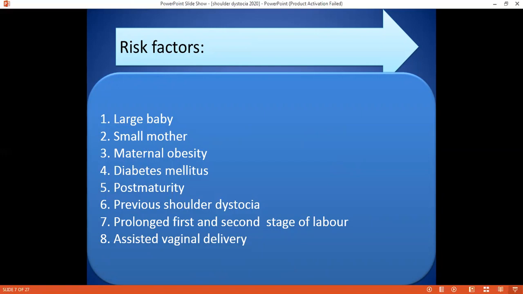And assisted vaginal delivery. A patient delivered by forceps or ventouse, we prepare for shoulder dystocia because this may be a complication that happens after these assisted deliveries.